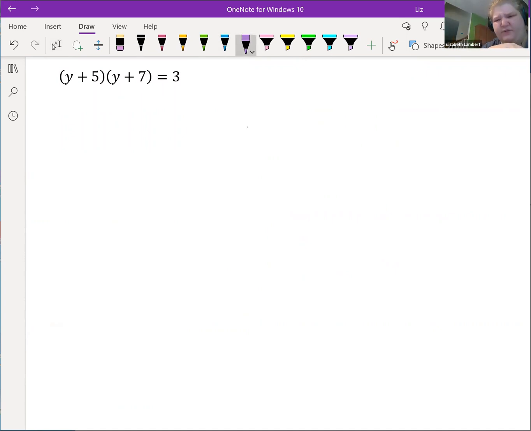So y plus 5 times y plus 7 equals 3. We have a problem. The 0 product property only works when it's equal to 0. So we cannot say y plus 5 equals 3 or y plus 7 equals 3. Does not work that way. It must be 0.